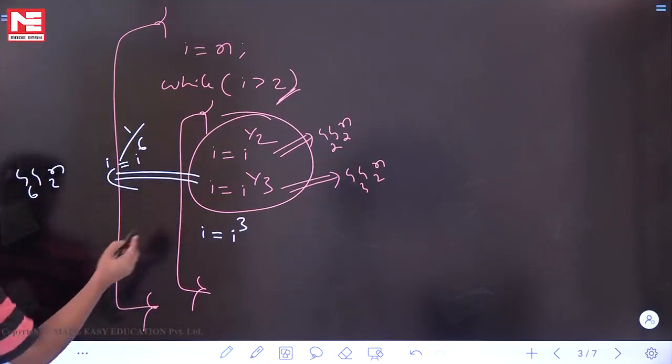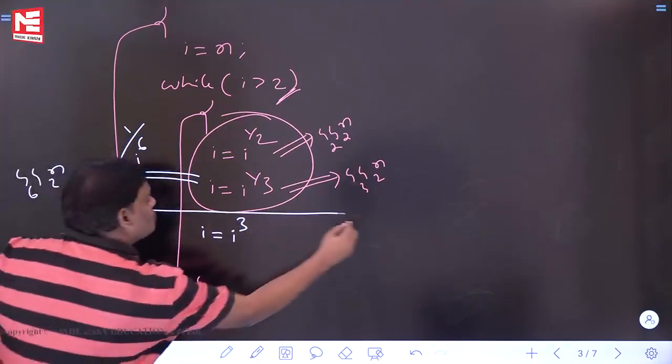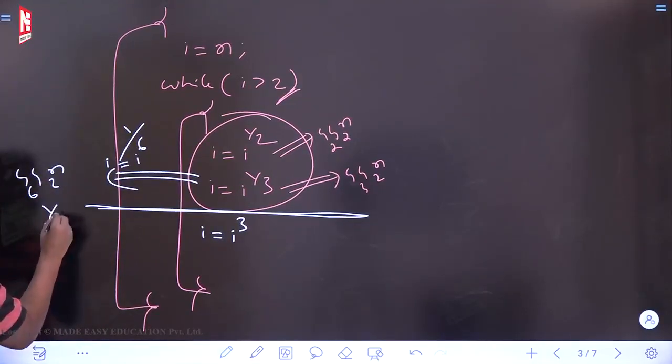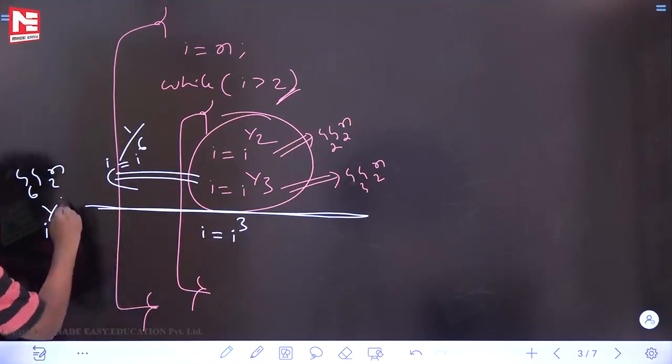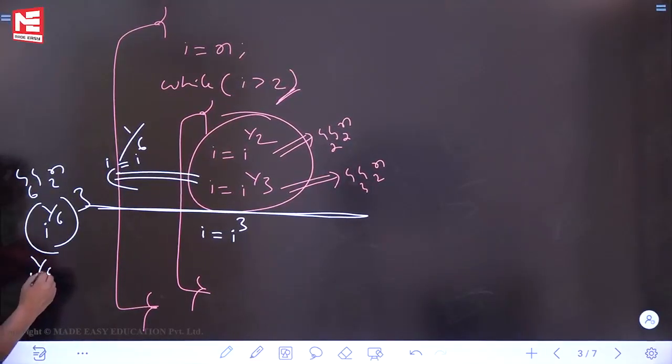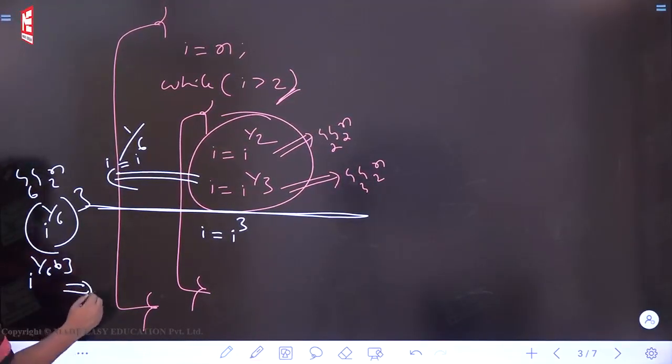Some people are asking what is the meaning. Already until second place, what is the answer? Until second place, I have I power 1 by 6 there. Now the third one: whatever is there, whole cube, which will go to I power 1 by 6 into 3, which will go to I power 1 by 2.